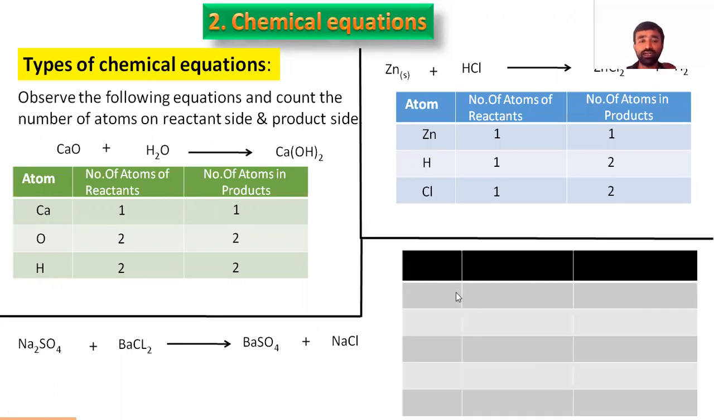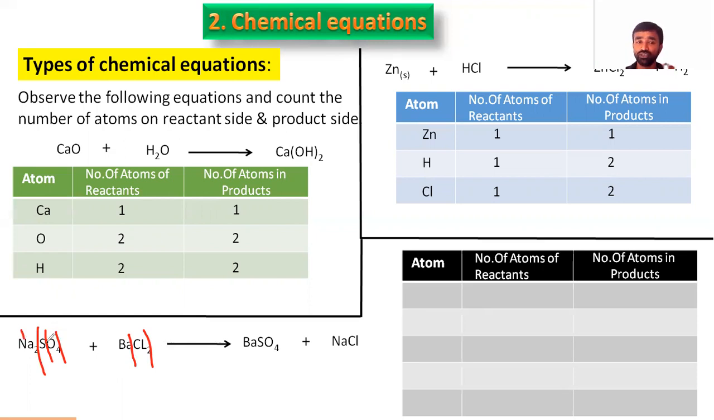So depending on the individual atoms, you can take the number of columns and rows in the table noted, and the headings are atom, number of atoms on the reactant side and on the product side, right? Then individual atoms. Look at the atoms here. Sodium, sulfur, oxygen. 3 there. Barium and chlorine. How many there? Totally 5 there. See, I separated.